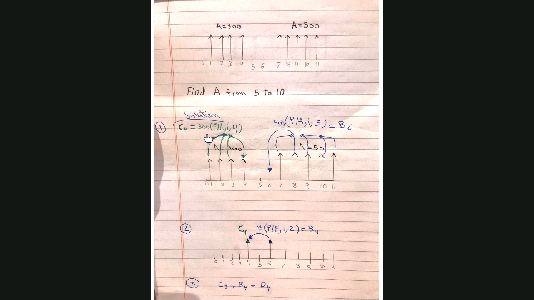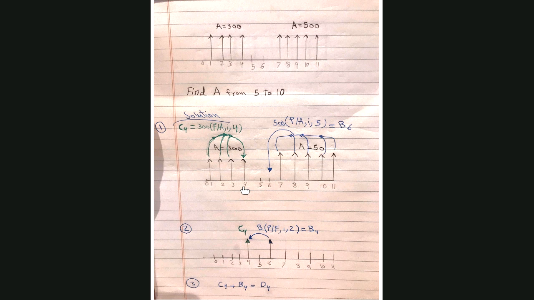And in this case, you will count the number of years of the arrows, and it's 4. And then you use the formulation F given A for interest rate, and the number of years is 4, and you multiply it with the 300. We call these values C4, and we call this one B6 because it's placed on year 6, and this one is placed on year 4.